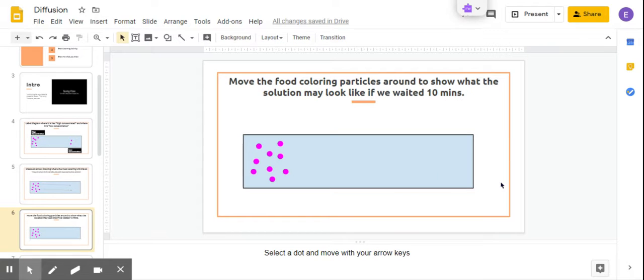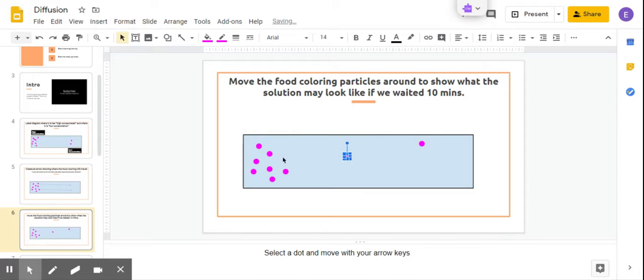Okay, now physically move the food coloring. So it's going to start to move, but we have to think about this as a full container. What's actually going to happen is they're going to evenly space out. So some of them are going to move, but they're going to be equal distance from each other. So I'll move a couple across. We're talking about equilibrium or balance.